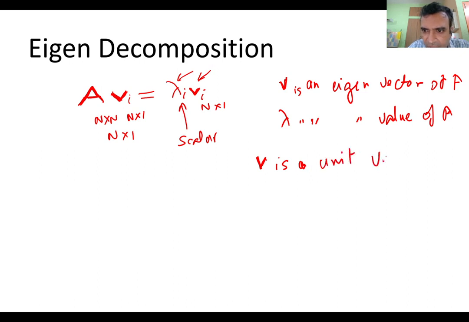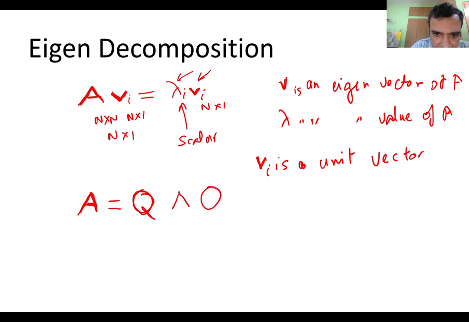What is a unit vector? If I take the square of each of its dimensions and add them up, it will add up to 1. Alright. So we can arrange all the eigenvectors into a matrix Q, and you can factorize this matrix A as a product of this matrix Q, a matrix lambda, and a matrix Q inverse. So what is Q? Q is basically an arrangement of all the V_i's, so it is V1, V2, V3. Now all these are column vectors.